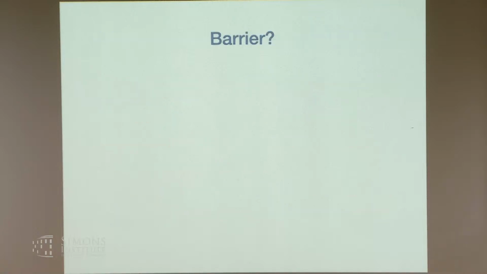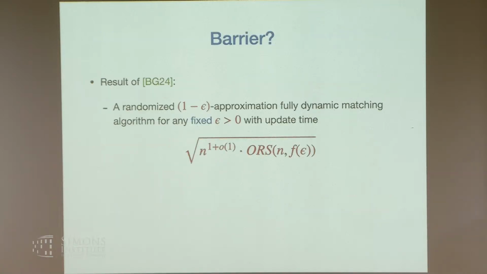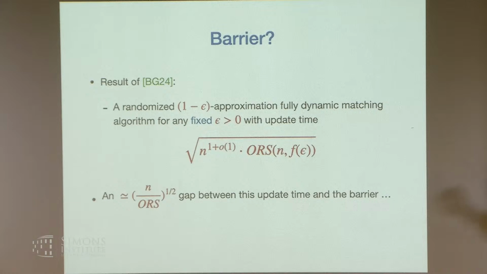Sounds good? But even if we go with this barrier, now we can state the result of this BG24 paper. The runtime is basically root of n times ORS of n and f of epsilon. It's not exactly epsilon. It's some function that changes depending on whether your graph is bipartite, non-bipartite, and things like that. But some f of epsilon. And here you see this bound has roughly a square root of n gap over ORS, even with this new barrier that we were aiming to achieve. This gap is non-existent if ORS itself is close to n, but in that case, this doesn't give us a good bound. In the regime that we are super interested in, where ORS is n to the small o of 1, there is a square root n gap between this algorithm and this barrier that Sohail and Alma were talking about.